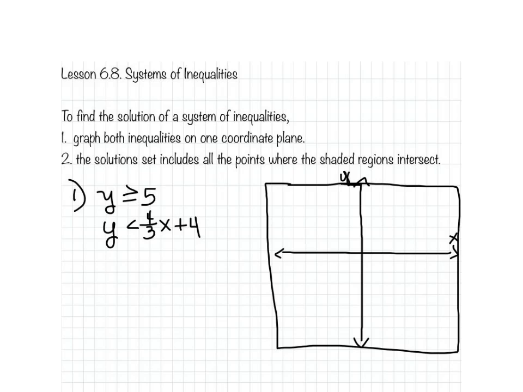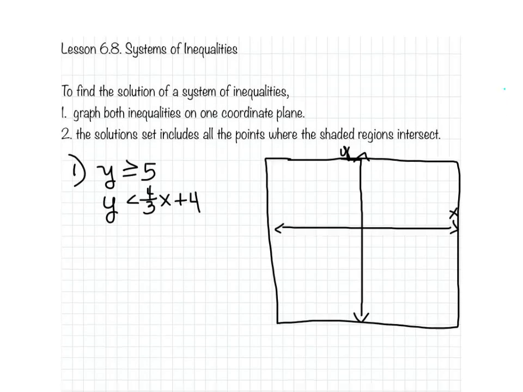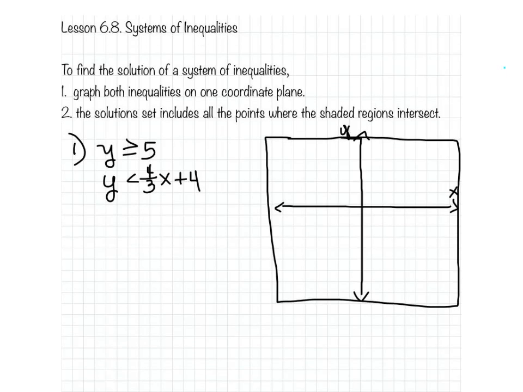Number 1, to find the solution of a system of inequalities, you will do this by graphing. So number 1, you will graph both inequalities on one coordinate plane. And then number 2, the solution set includes all points where the shaded regions intersect. Okay, so let's start by practicing with number 1.